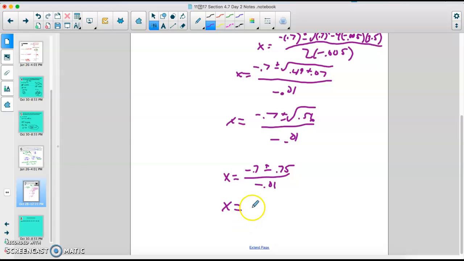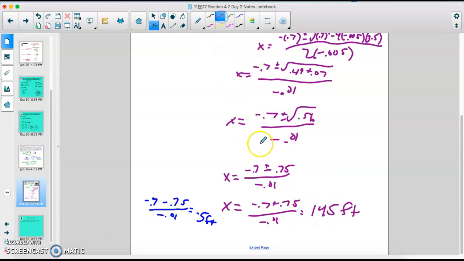Okay, now here's where we split it. So negative 0.7 plus 0.75 divided by negative 0.01. And then our other one here is negative 0.7 minus 0.75 all over negative 0.01. Okay, do the math of it all, and we'll come back together. All right, so you calculated it out with your calculator. One of them got you negative 5 feet. The other one 145 feet.